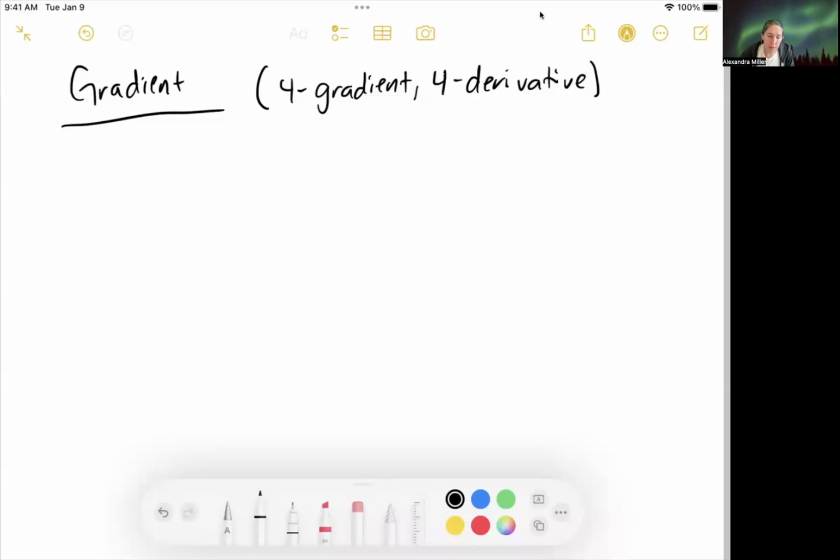In this video, I'm just going to talk a little bit about the gradient. Sometimes, when we're doing special relativity, people will explicitly call this the four gradient or the four derivative. That's because this object is actually going to behave like a four vector, but it's going to be a set of derivatives. And so this is usually written simply as partial mu. So this is our four gradient.